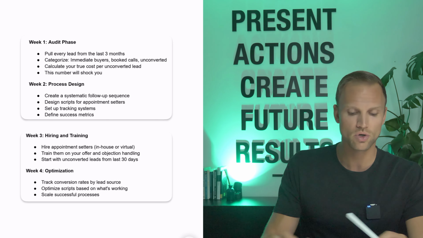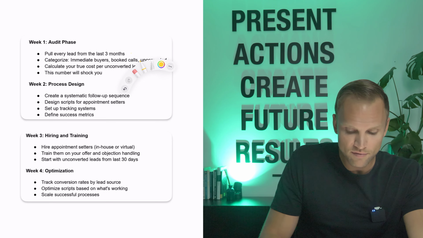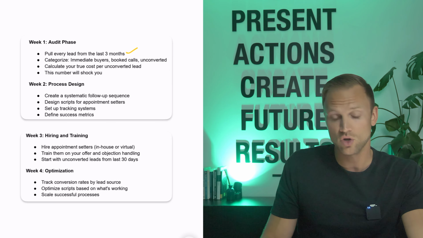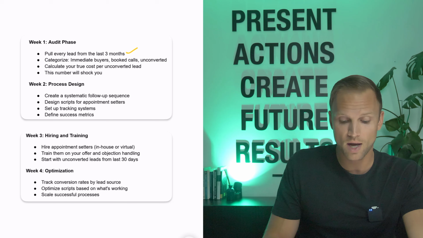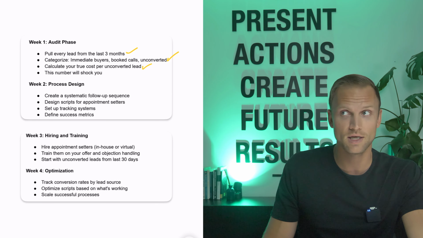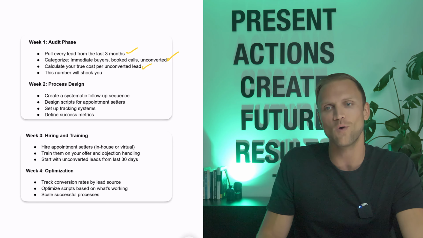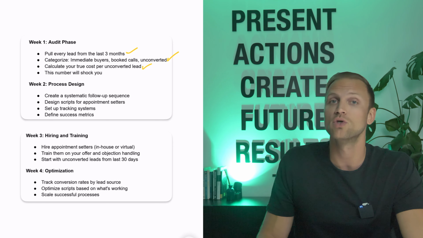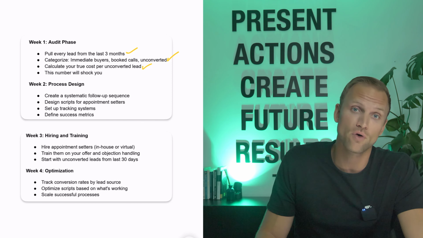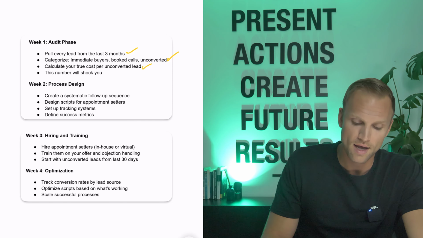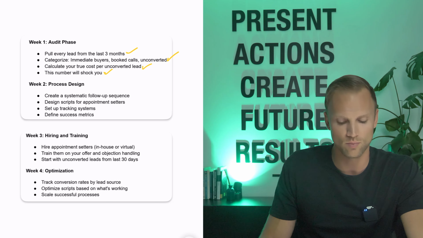So essentially what you're gonna do here is pull every lead from the last 3 months, okay? And you're gonna categorize them under immediate buyers, booked calls, or unconverted, okay? After that, you're gonna calculate your true cost per unconverted lead, not just your converted leads, because I can guarantee you right now, you probably know what your cost per lead is, but what you do not know is what your unconverted cost per lead is, right? And this number specifically will shock you, okay?